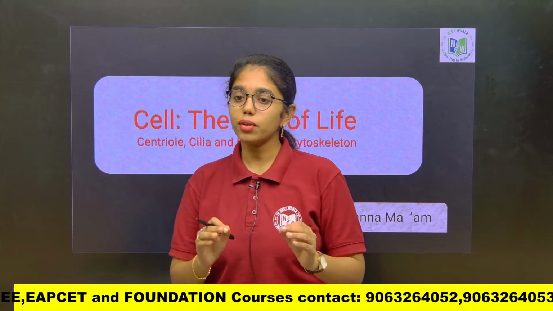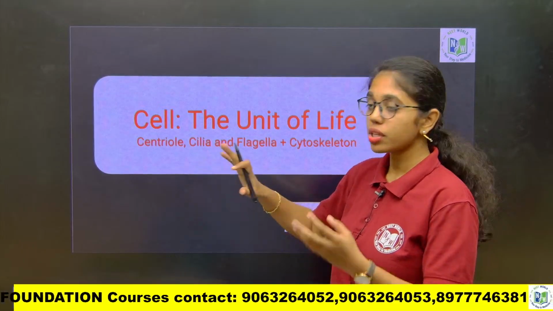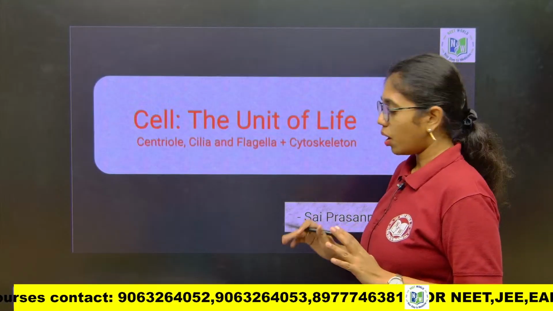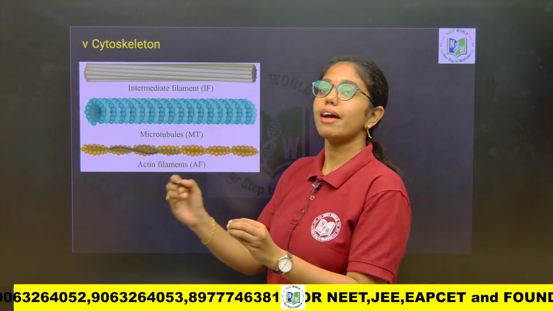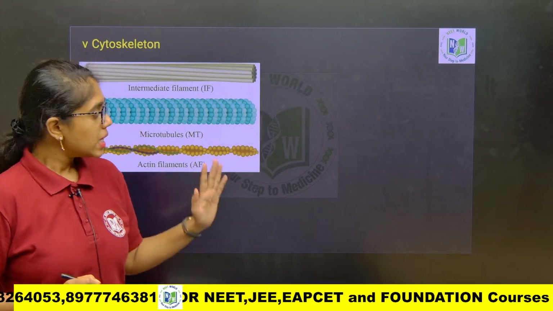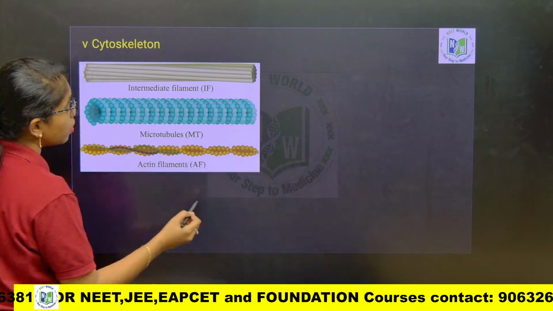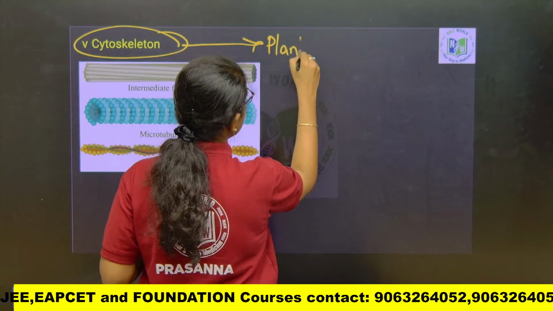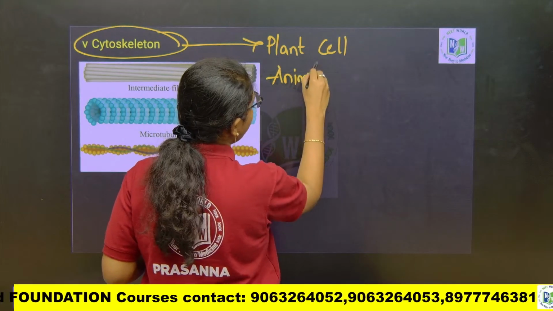We are here to discuss the last important segment of the chapter, that is centrioles, cilia, flagella and cytoskeleton. First, let us discuss cytoskeleton in detail, then we will go into the details of centriole, cilia and flagella. Cytoskeleton, where do you observe this? You observe cytoskeleton both in the plant cell and animal cell.